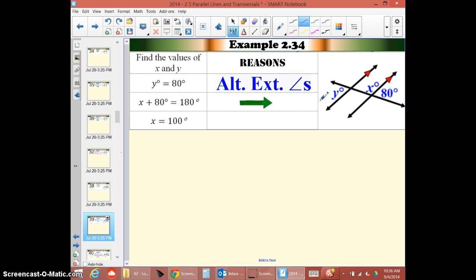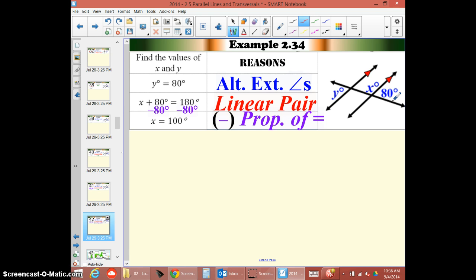And then I say, now why is x plus 80 equal 180 degrees? Why is that true? Well, they form a linear pair. And then I can use subtraction property of equality, and I can say x equals 100. I've solved for both of those problems, because the original question was find the values of x and y.